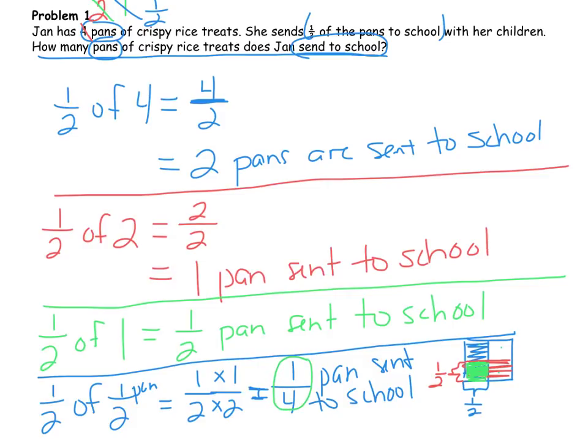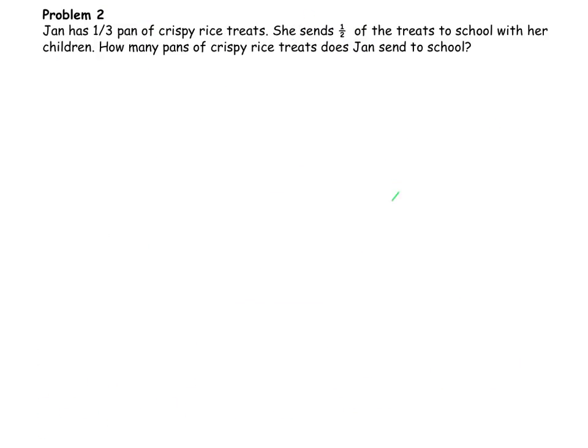Make sure you showed all your work and that you crossed out the 4 and made it a 2. Then you crossed out the 2 and made it a 1. And then you crossed out the 1 and made it a half. Since we solved 4 different problems using the same question. Problem number 2.